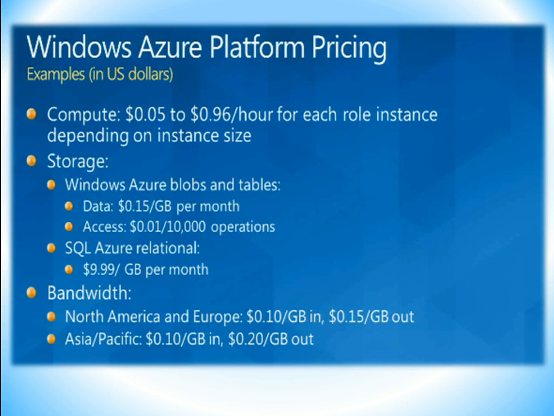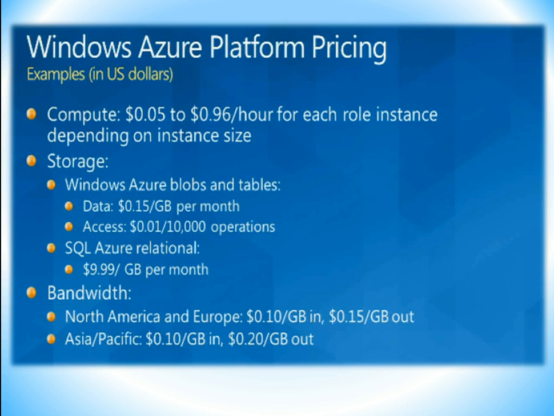Yeah, the last but not the least important slide. Take this with a pinch of salt. This is very important. Windows Azure platform pricing. Now, for every compute on each role instance is going to be about 0.5 cents to 0.96 cents an hour, depending upon the instance size. When I say instance size, you can have anything between extra small to extra large. Now each of them has various classification in terms of number of cores, memories, and so on.